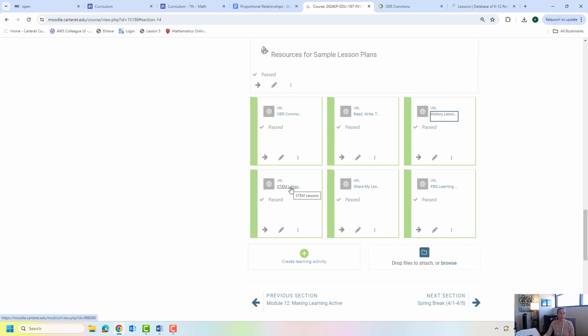STEM lesson plans, so if you're teaching science, technology, engineering, math, this is a list of free resources, free lesson plans for you. Share My Lesson is where teachers go, and again, just like it sounds, they share lesson plans. So you can feel free to go there, grab some lesson plans for you to use. PBS also has lesson plans and resources. It's kind of hard to weed through PBS because there's just so much there, but I would encourage you to, because they're free, they're great, they're vetted. Use all of these links, and there's others out here too, but these are just ones that I know of that provide free lesson plans.